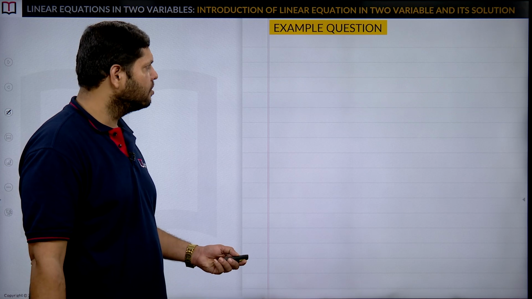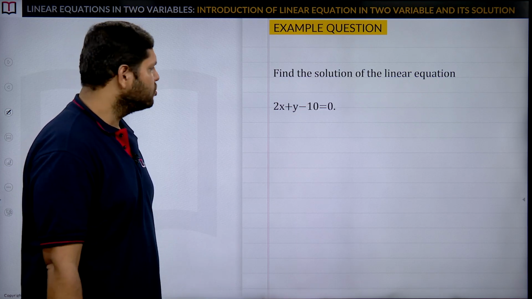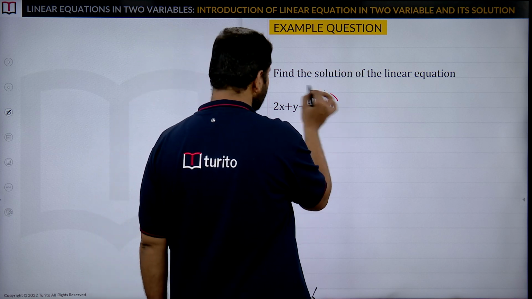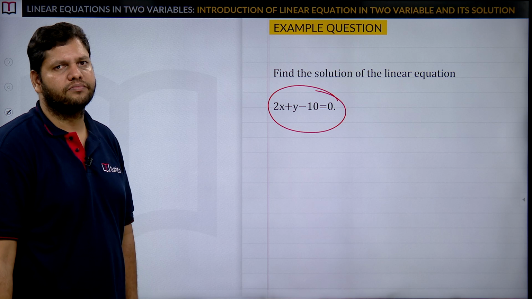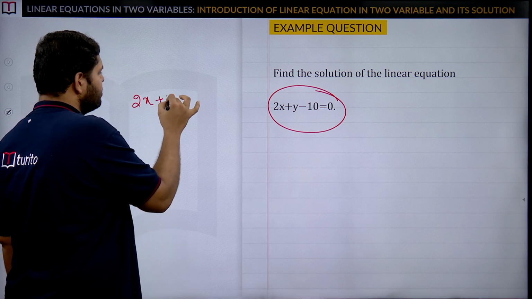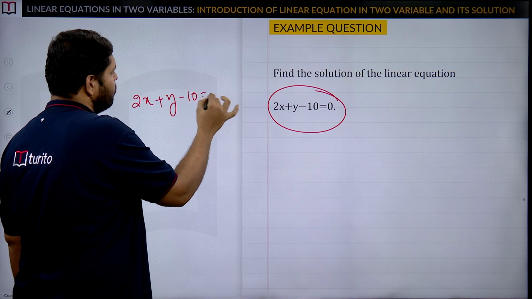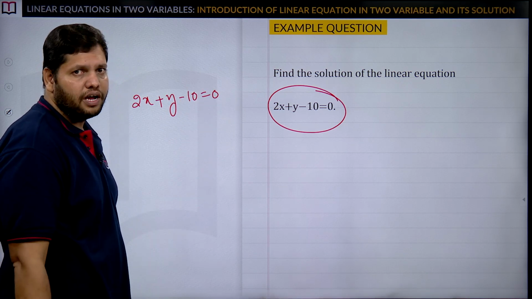Okay. Now, children, listen here. I want to find the solution of this equation. So what is the given equation here? 2x plus y minus 10 equal to 0. So given equation is what? 2x plus y minus 10 equal to 0. Here solution means we need to find the what? The pair of x and y values.